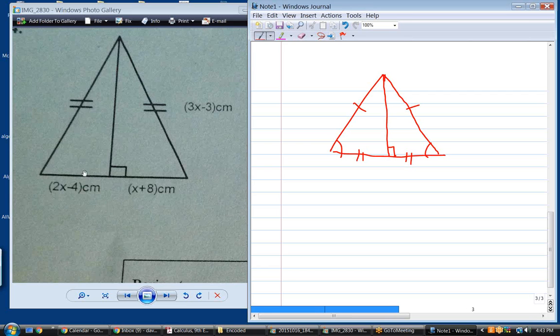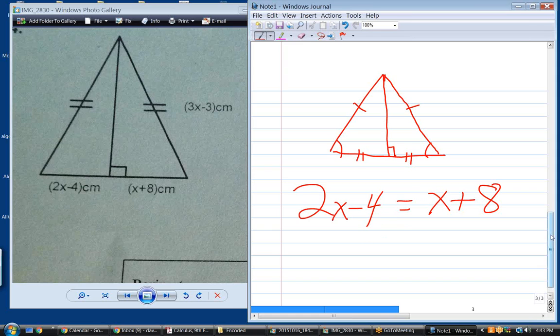The two bottom pieces are the same. Yeah. Two x minus 4 equals x plus 8. Okay. Not quite sure why they put this in here. That's not really going to help us solve for x. We can solve for x completely with this.